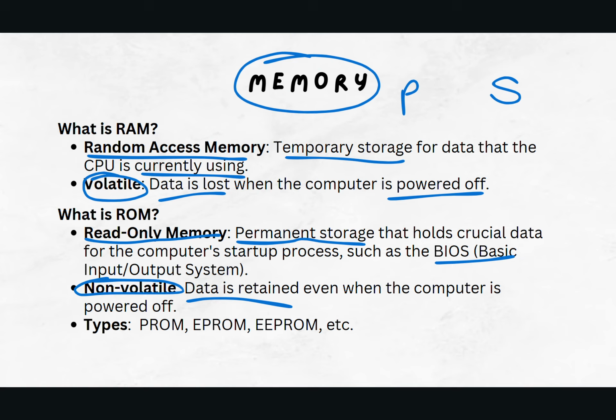Now there are various types of RAM and ROM. So for RAM we have something called static RAM and dynamic RAM. And for the ROM we have this programmable ROM, electronically programmable ROM, and erasable ROM and electronically erasable ROM.